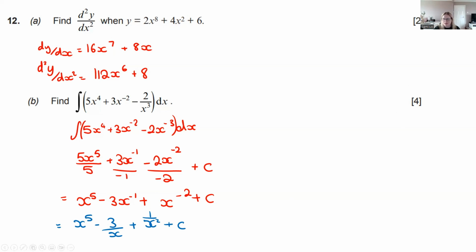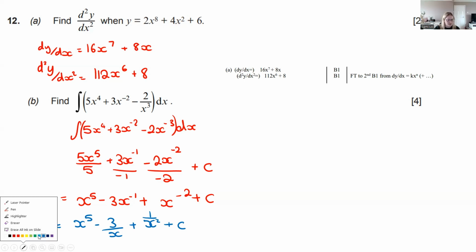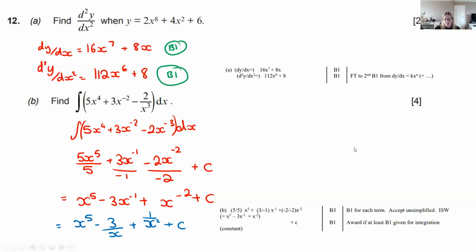Okay, so we have 6 marks available for this section. Let's see where we got. So the first one, dy by dx, our 16x to the 7, plus 8x, that gave us our first mark. Love it. So that gives us 1 mark there, so B1. And then the second part, another B1. Good. On this question, we got 3 marks, B1 for each term, except unsimplified.